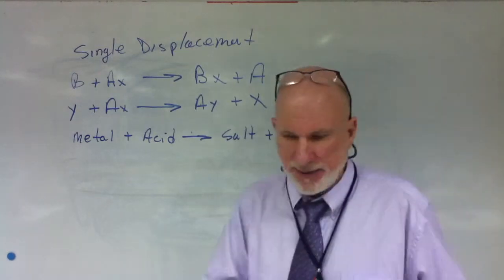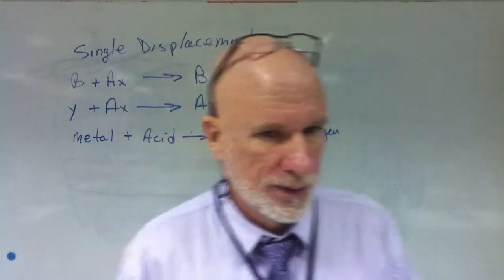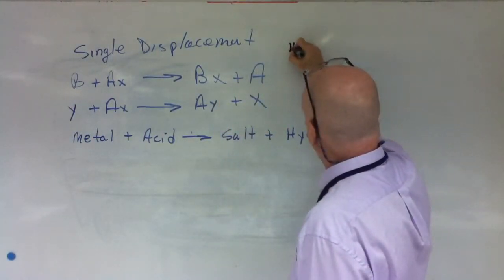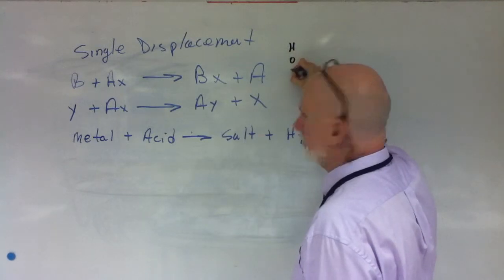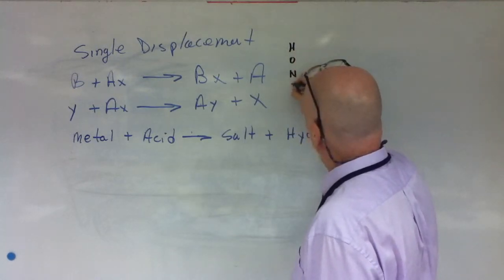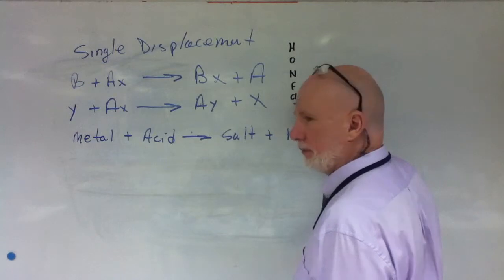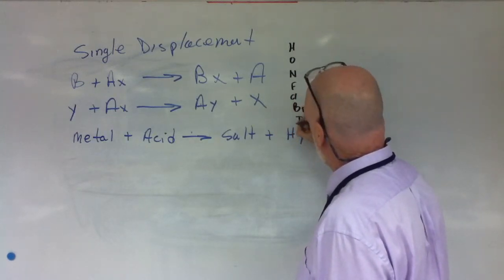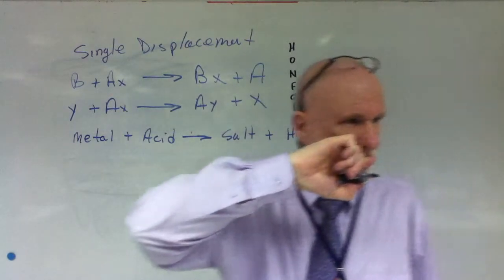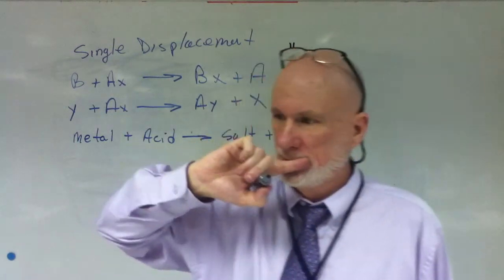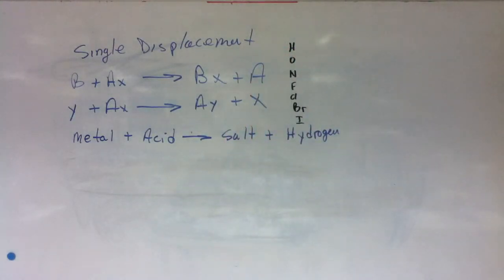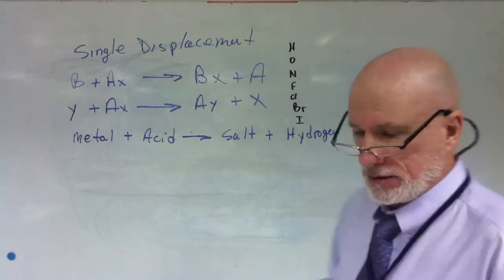Now let me just say something about a rule. If I'm forming hydrogen, oxygen, nitrogen, fluorine, chlorine, bromine, iodine, is that it? Where's the periodic table? Anybody give me one they can show me? Let's see, fluorine, chlorine, nitrogen, oxygen, yes.